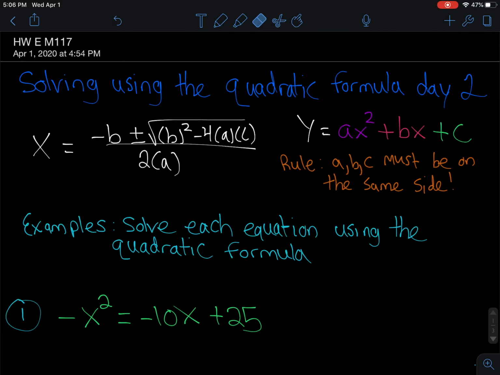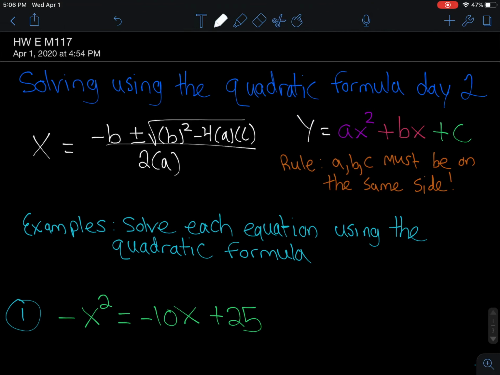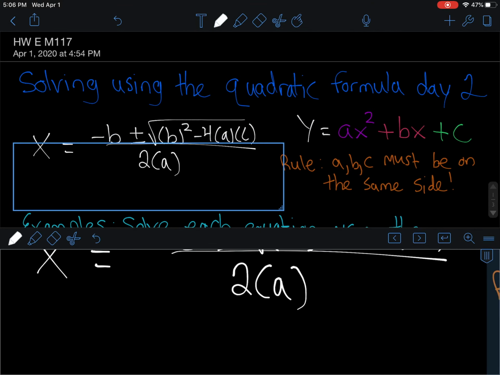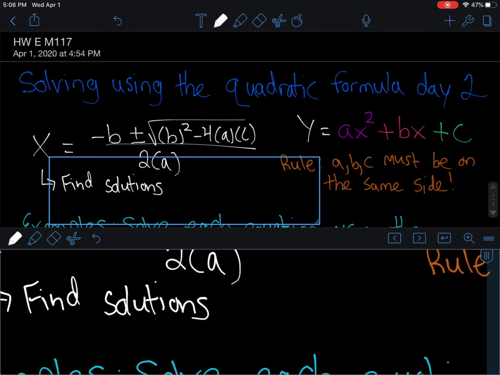This video is about solving using the quadratic formula, day 2. These problems are a little bit more difficult than day 1. Remember we talked about yesterday, the quadratic formula is a formula that helps you find the solutions and x-intercepts, the roots, the zeros, whatever you want to call them.